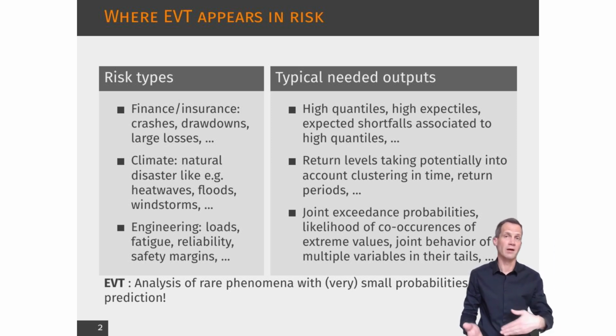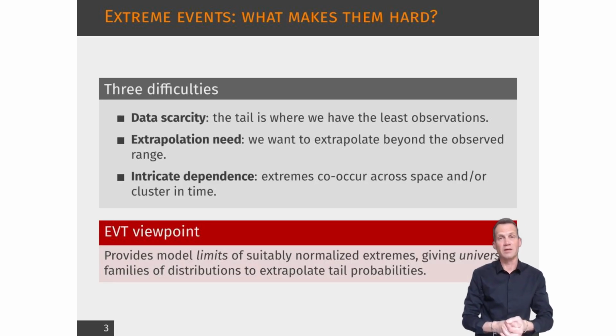The right-hand side lists typical quantities that practitioners need to estimate. First, we need high quantiles, high expectiles, and expected shortfalls associated with extreme levels. Second, we need return levels and return periods, possibly taking temporal clustering into account. Third, we need joint exceedance probabilities, because severe events may occur simultaneously across several variables or locations. The key message is that extreme value theory is the analysis of rare phenomena with very small probabilities, but also a tool for prediction.